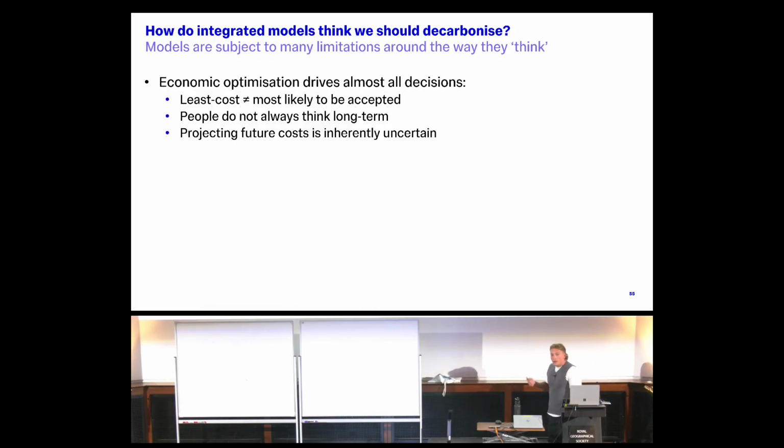But costs aren't the only factor that influence preference for different mitigation options, right? And this is a fundamental limitation of these models. This is not to say that the models aren't useful. They've got a noble aim and have a brilliant and scientifically sound methodology for achieving that aim. But humans are not economic optimizers. And least cost is not equal to most likely to be accepted. These are two fundamentally different things.